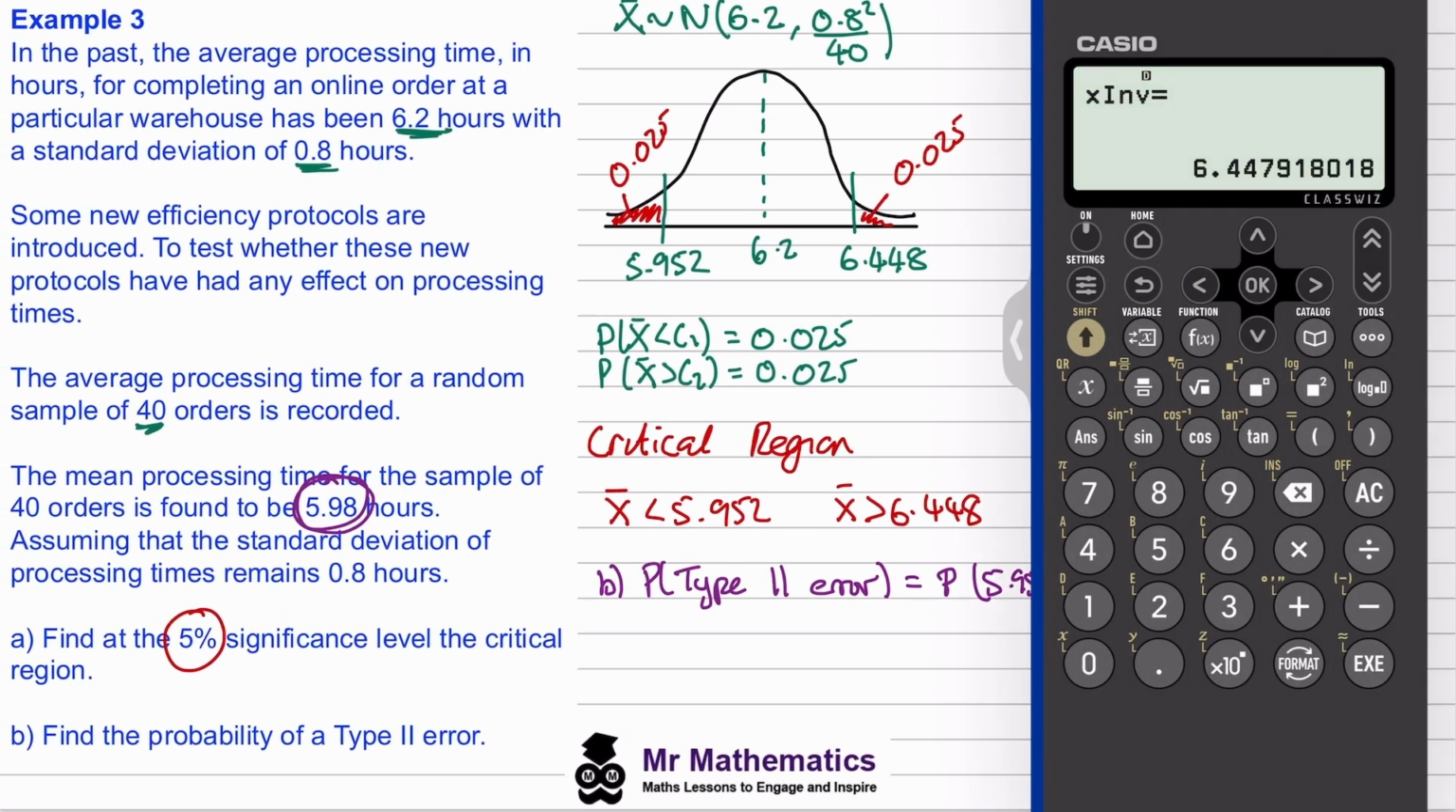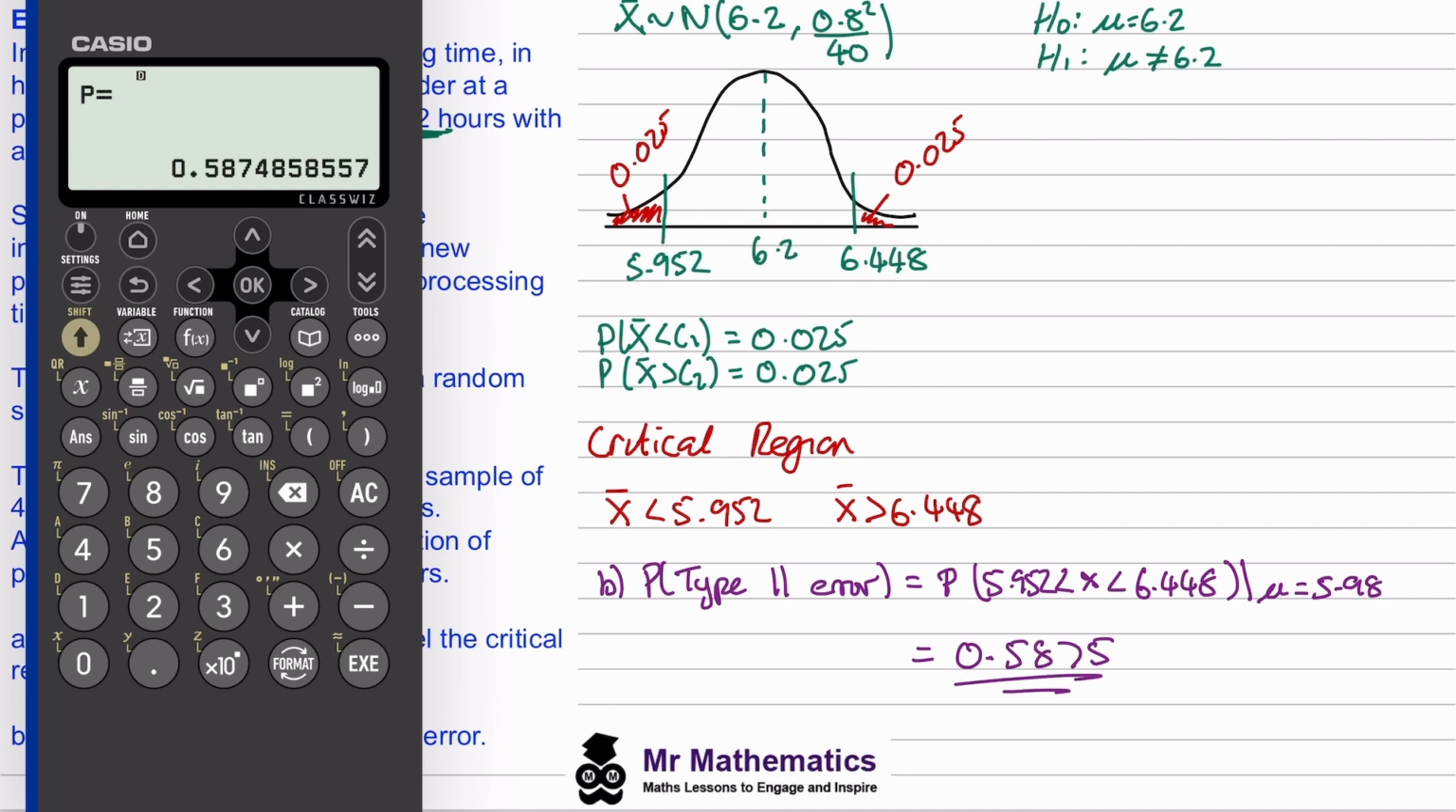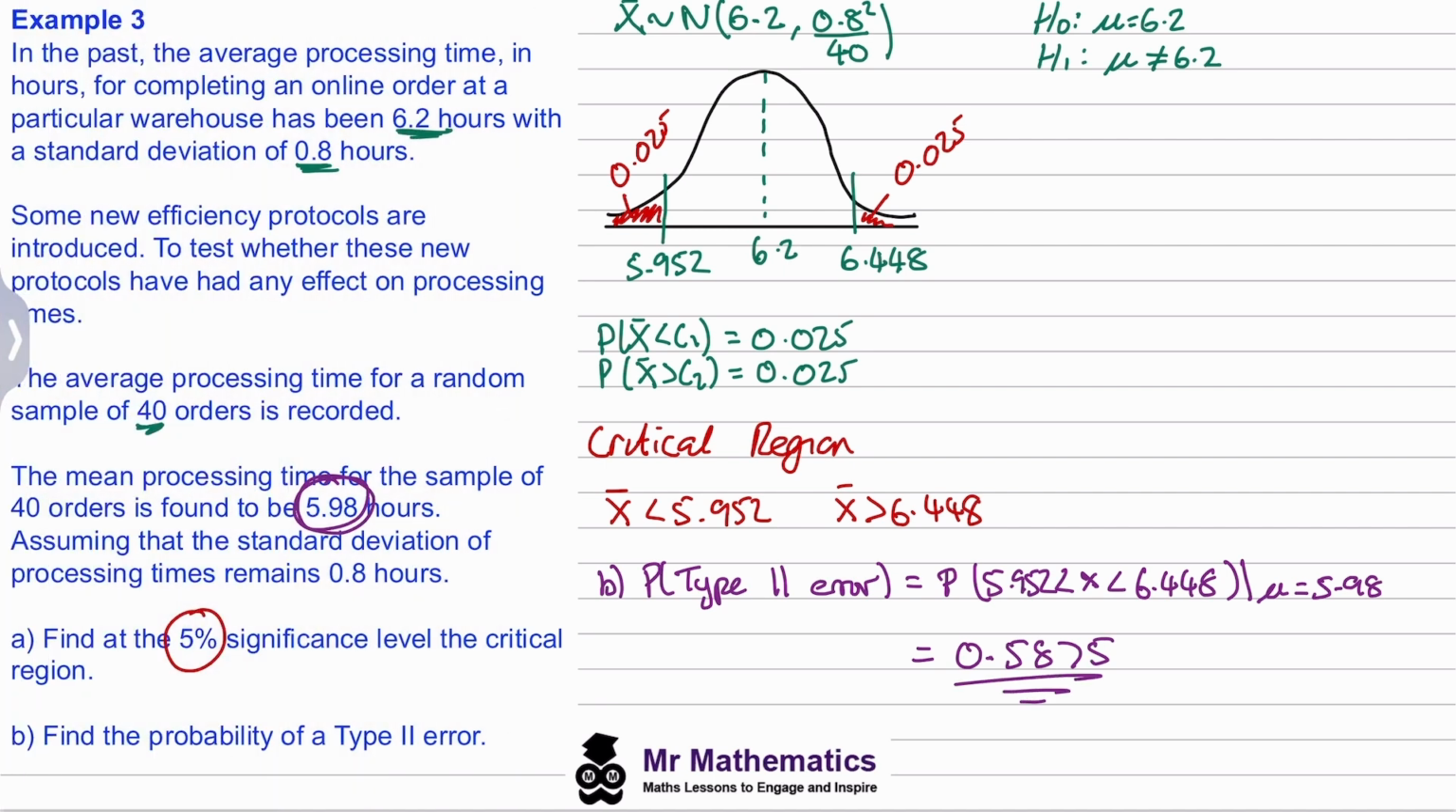So we'll go back to our calculators. We'll choose normal CD. We want the lower to be 5.952, the upper 6.448, and we'll change mu to be 5.98. Standard deviation is the same, and we'll execute that. This will give us a probability of a type 2 error, 0.5875.